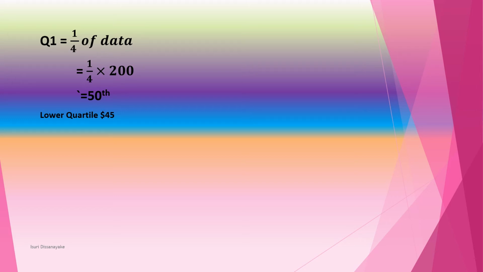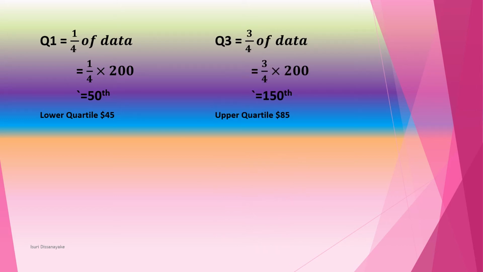And also we can find the upper quartile, which we call Q3, that is 3/4 of data. 3/4 multiplied by total 200 data points, which is the 150th value. Consider Q1 is 1/4 of data points. Q3 is 3/4 of data points. We can find the lower quartile and the upper quartile using the graph.